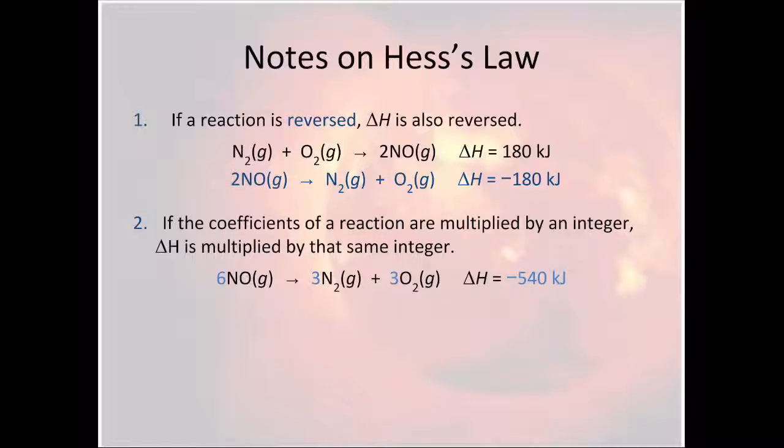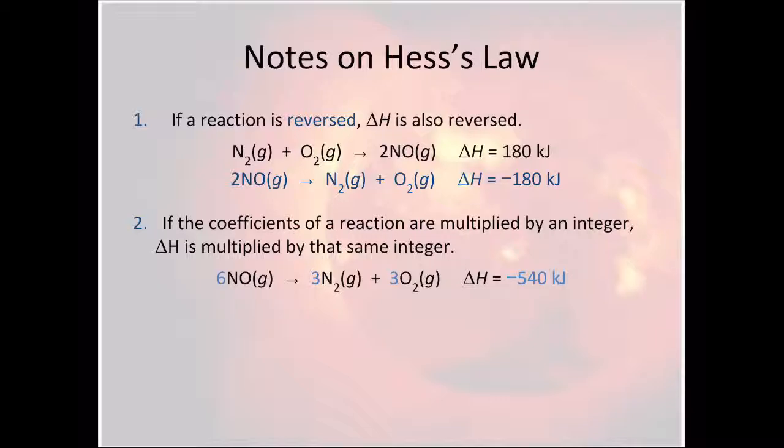And finally, if the coefficients of the reaction are multiplied by an integer, you have to multiply the enthalpy by the same. From the example above where you see 2 nitrous oxide, we multiplied that whole set by 3. So you see there's 6 nitrous oxide, 3 nitrogen gases, 3 oxygen gases. As a result, we had to multiply our initial enthalpy change of 180 kilojoules by 3.